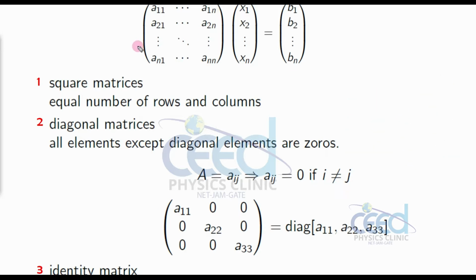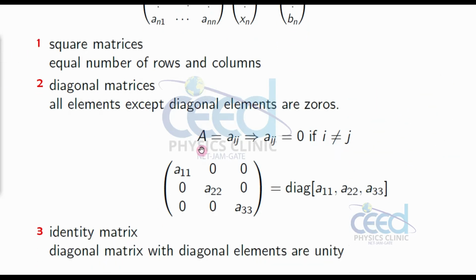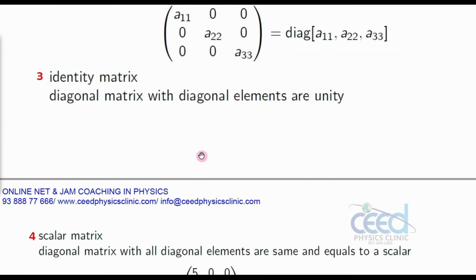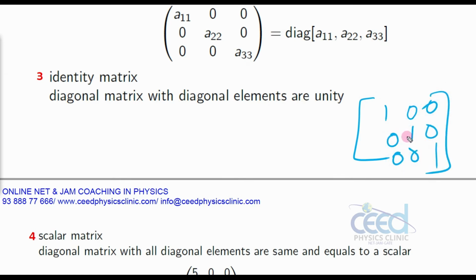Now next is the identity matrix. An identity matrix means a diagonal matrix in which all the diagonal elements are unity. That means it is a diagonal matrix, we only have diagonal elements, but all the diagonal elements are unity. So this is a 3 by 3 identity matrix, and this is a 2 by 2 identity matrix.